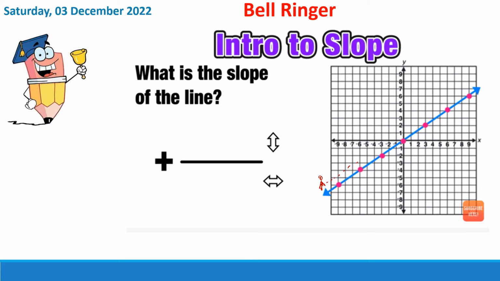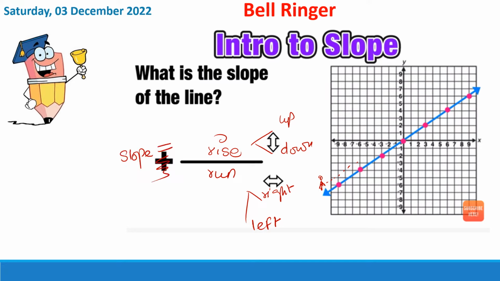The formula of the slope is rise over run. Rise means how much up or down you go, and run means how much right or left you move. So the formula of the slope of the line is rise over run.